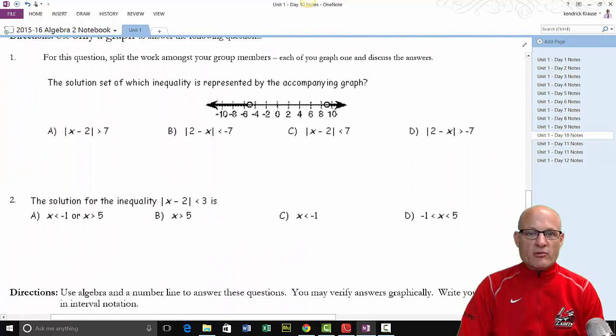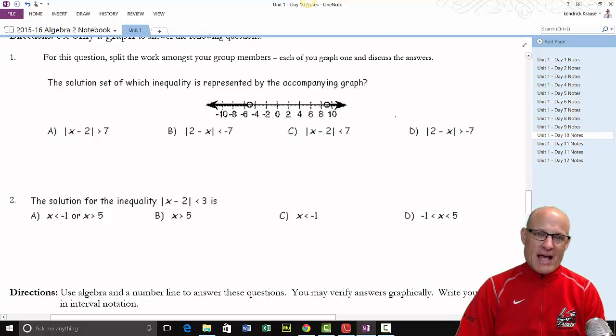Which inequality is represented by the accompanying graph? It's really easy to try to guess. You know, I don't know. So what I want to do is teach you to work backwards. Let's try 0, and let's see if 0 works.